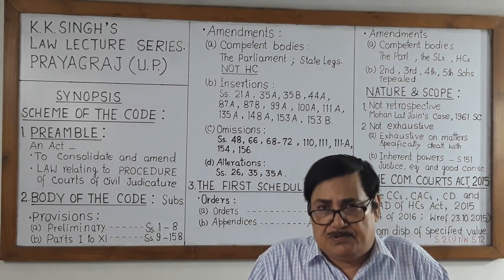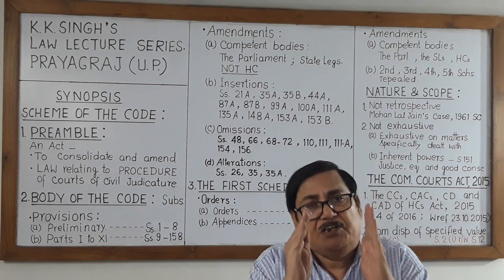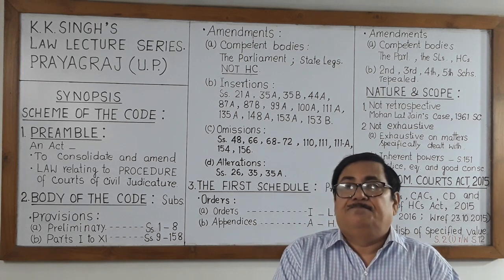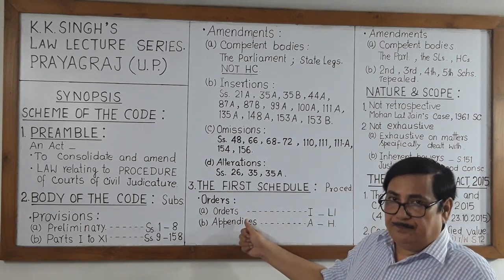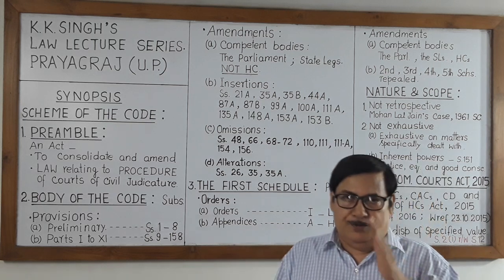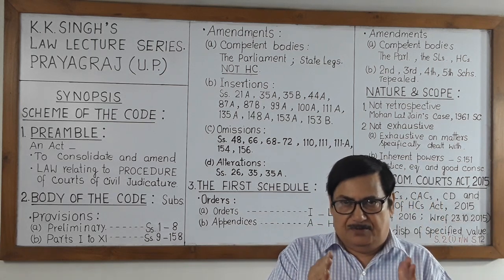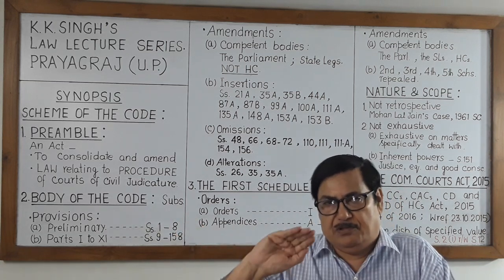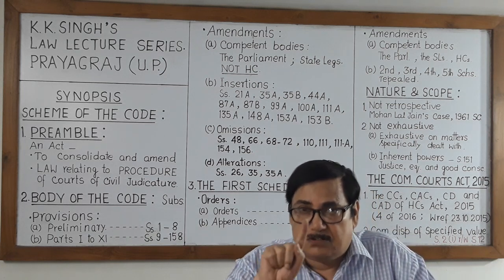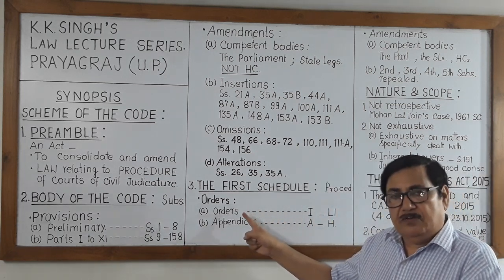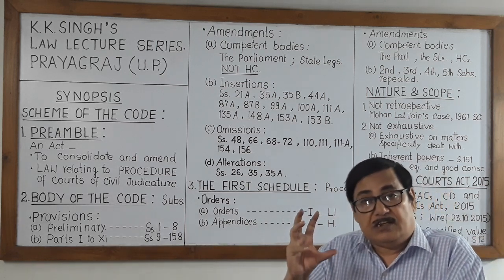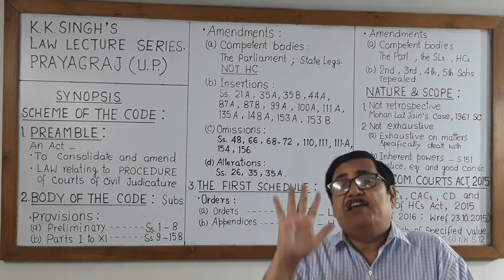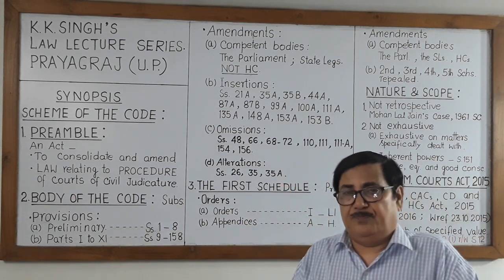Whenever you read CPC, you read the substantive sections together with supplementary rules to be taken from the order concerned. Sections and orders both are to be taken together. Substantive part is to be found in these sections, and the procedural aspect is to be found in the rules given in orders. How many orders are there? 1 to 51. And how many appendices are there? 8. Appendix A to H.